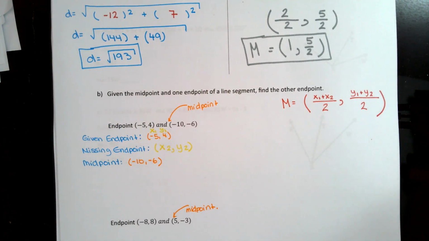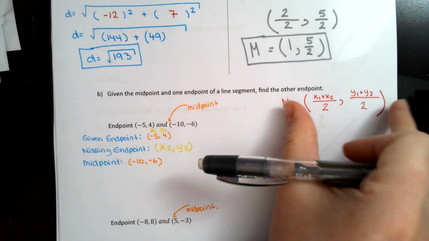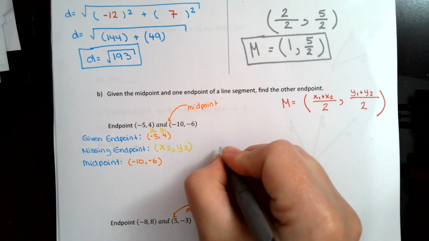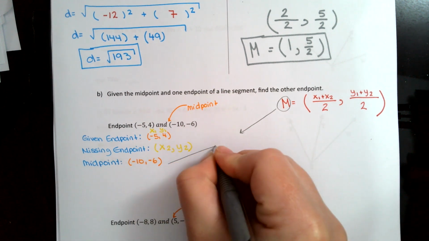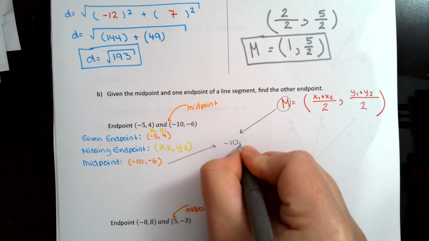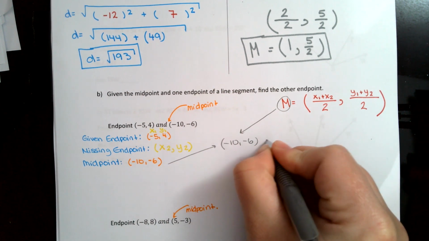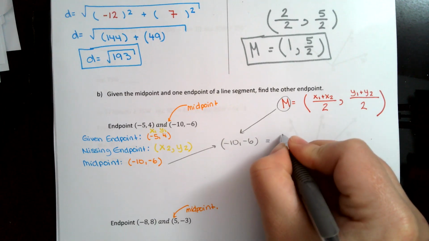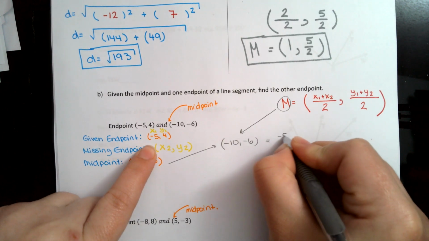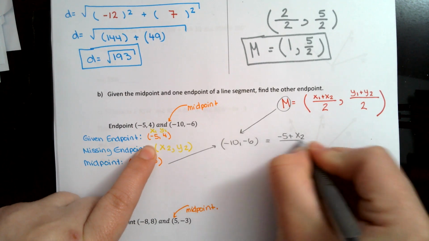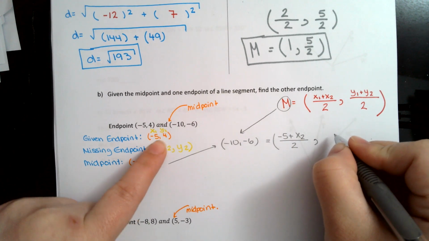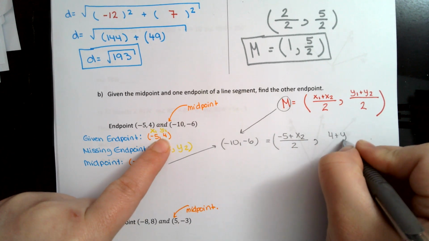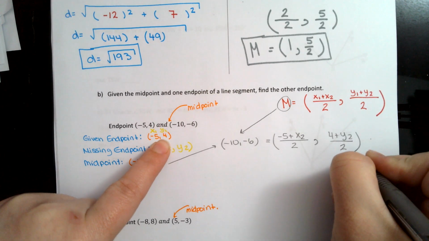Where's my pencil? There it is. Let's go ahead and use this setup. You're going to write out the midpoint. Here's your midpoint, and your midpoint is -10, comma, -6. Then you're going to do your x1, which is -5, plus x2, which is missing, divided by 2, and y1, which is 4, plus y2, which is missing, divided by 2.